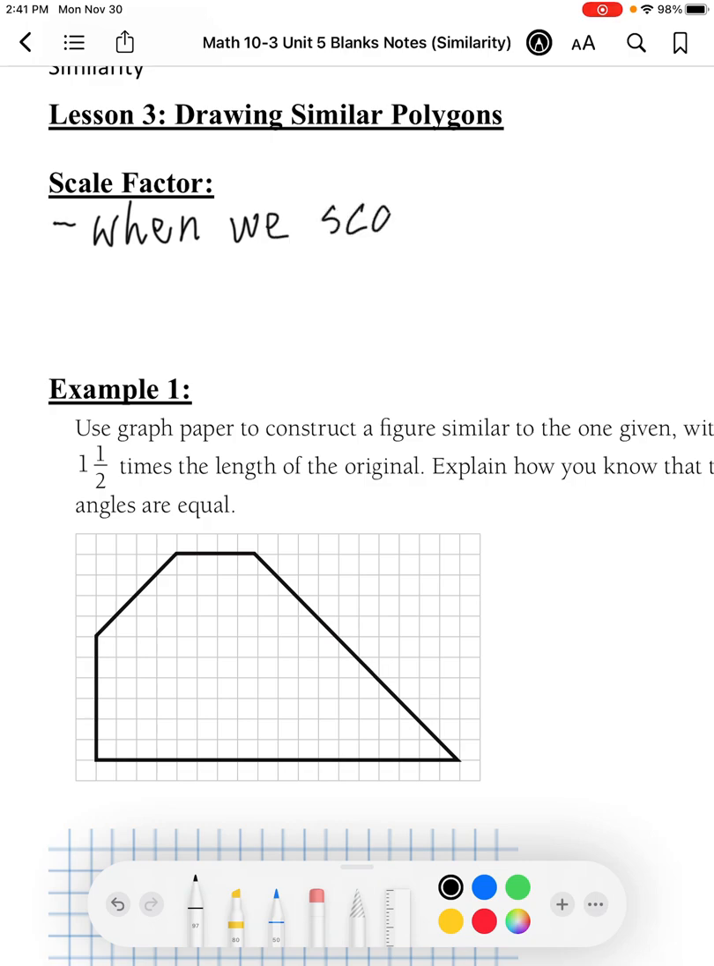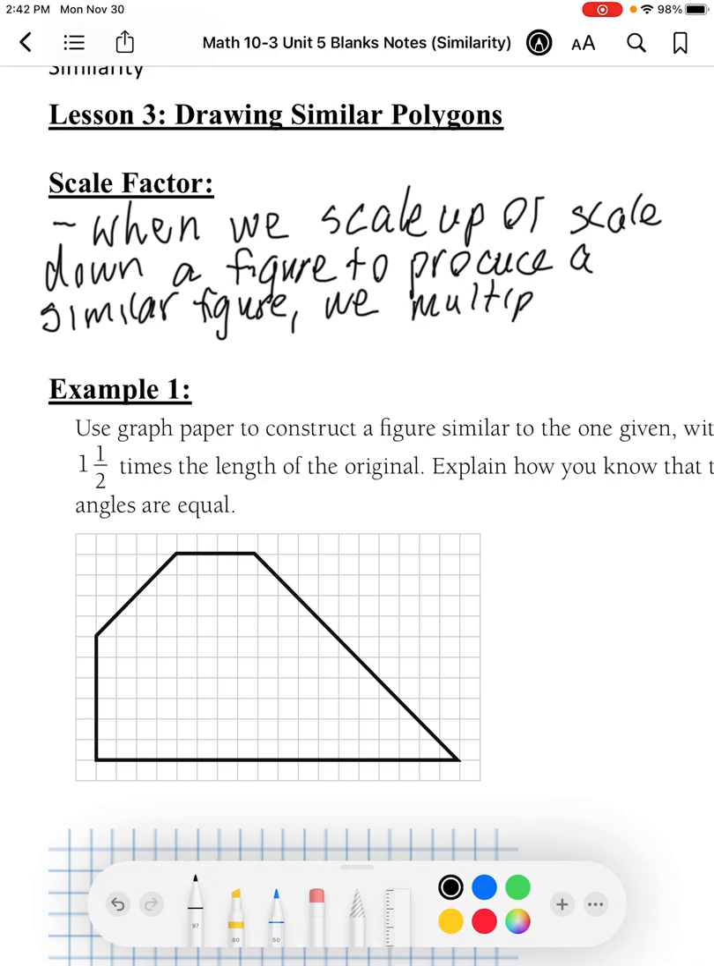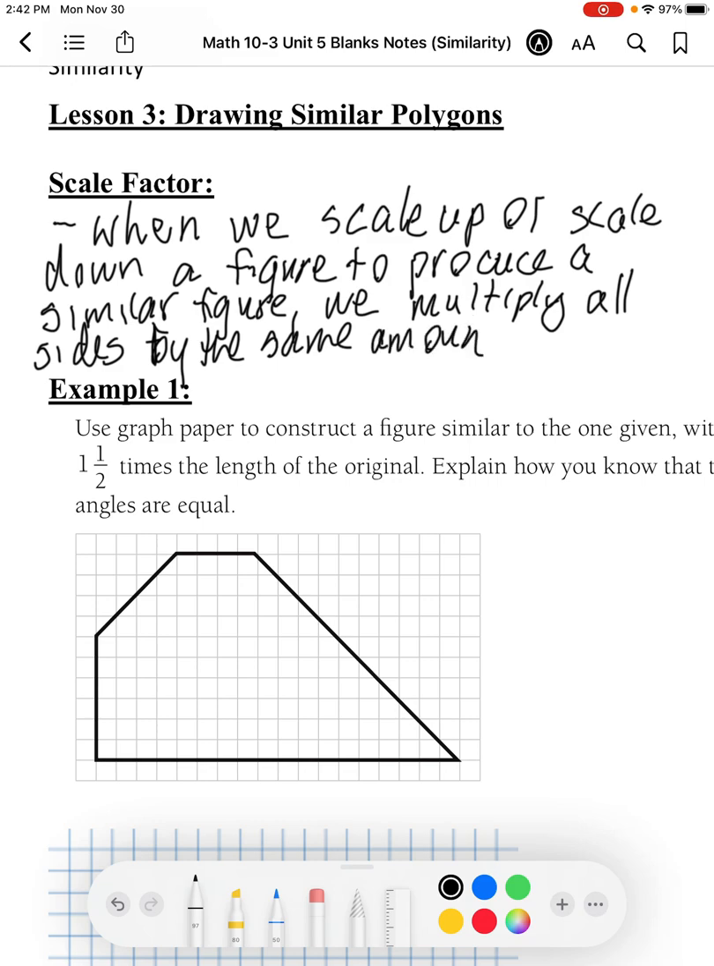So when we scale up or scale down a figure to produce a similar figure, we multiply all sides by the same amount. And this is called the scale factor.